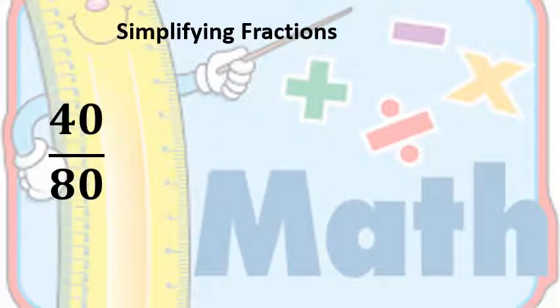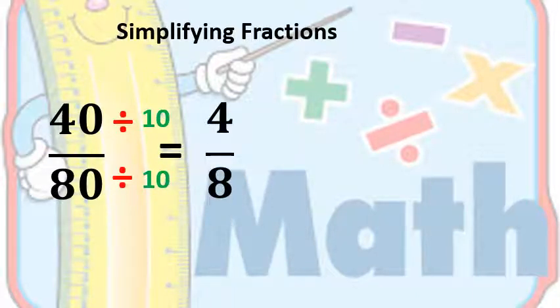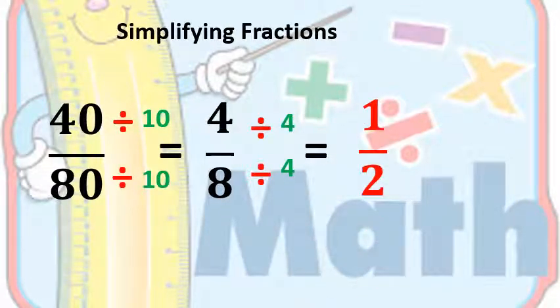Again, we are still in simplifying fractions. We have 40 over 80. As you can see here, this is ending with a 0, this is ending with a 0. This means I can divide by 10. So divide by 10, divide by 10, the answer is 4 over 8. Can I simplify it more? Can I divide it more? Yes, I can. Divide by what? We can divide by 4, divide by 4. The answer is going to be 1 out of 2.